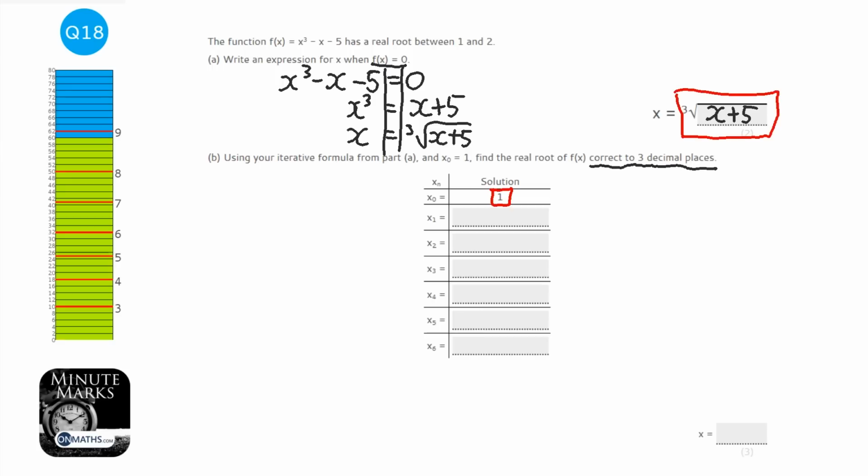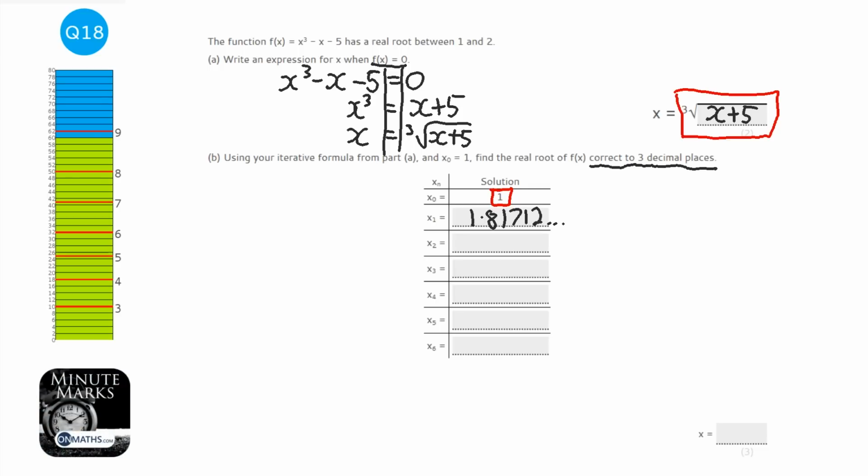Okay, so let's try it. So cube root of 1 plus 5. And that gets me 1.81712, blah, blah, blah. Okay, now I need to keep that answer. So what I'm going to do is press the cube root button, then click inside the root, and click answer plus 5. And the calculator will remember the answer to the one we had before.